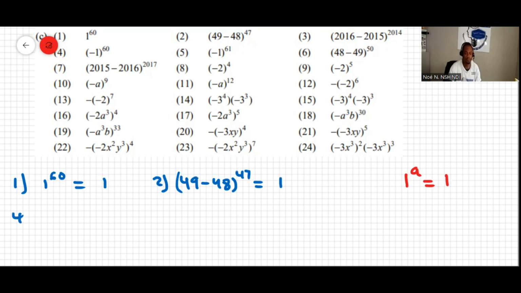And then 4, we have negative 1 to the power of 60. I note that when the exponent is even, the answer will always be positive, regardless of the base. So it's going to be 1 here.